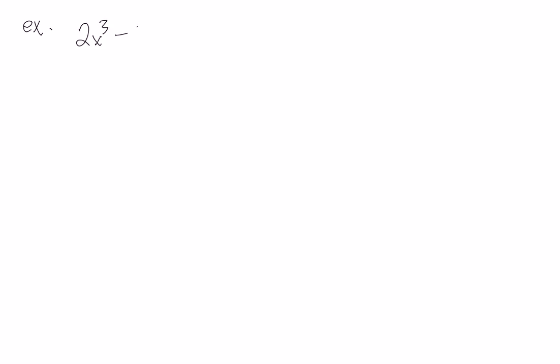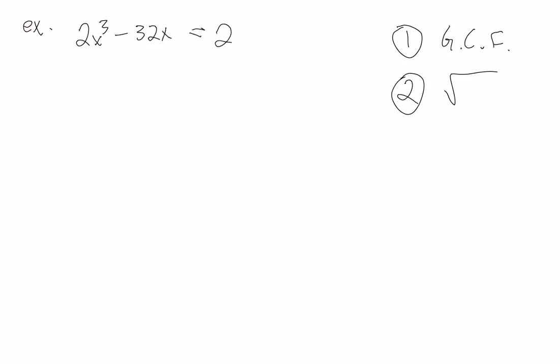So if I gave you a question like that, you want to go through a couple of steps in your head. First of all, you always want to look for greatest common factors first. And if you can do that, do that. And then the second thing is then look to see if you can square root whatever's left over. So in this case, do we have a common factor? We do. We can take out a 2, and we can also take out an x.